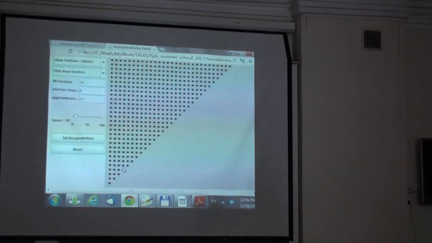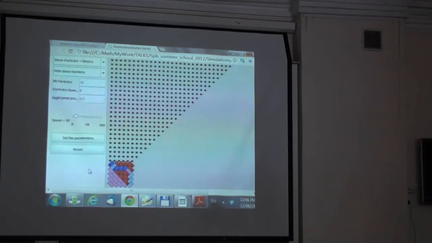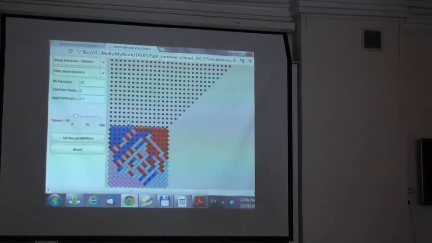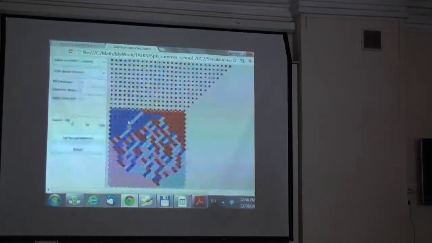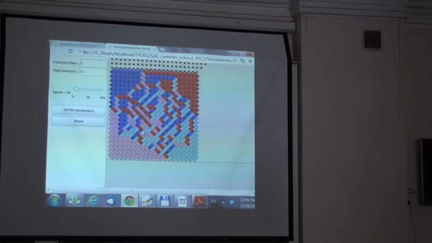So I'll first run some simulation, which was written by Patrick Ferrari. So this is our particle configuration. I will start some dynamics. The particles start jumping to the right, at most by 1. Now let me stop it at some moment of time and explain what's happening here.